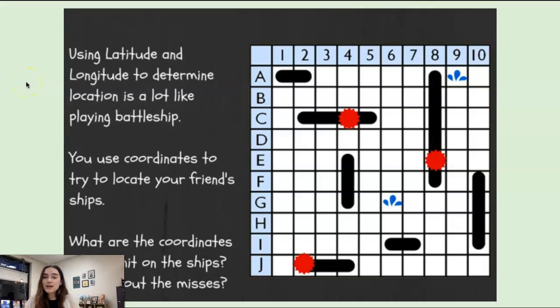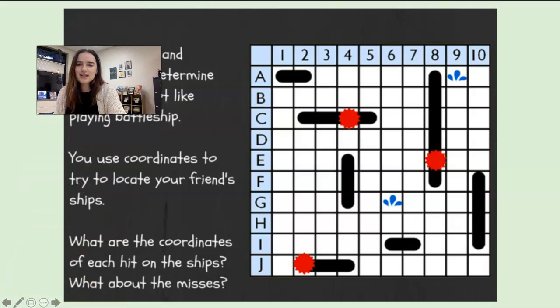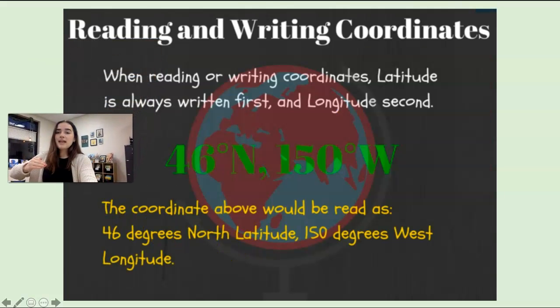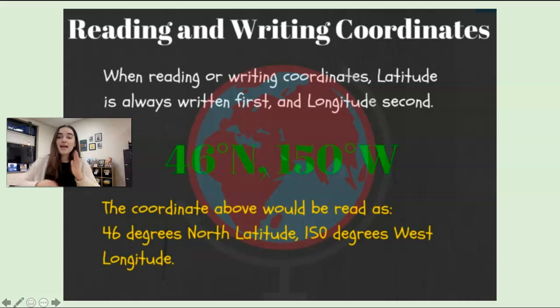When we use latitude and longitude to determine location, it's a lot like playing Battleship. You use the coordinates to try to locate your friend's ships. So what would the coordinates of each hit be on these ships? What about the misses? So if we take a look at this first hit here, we see that it's at J2. We followed the lines of latitude first and then the lines of longitude.